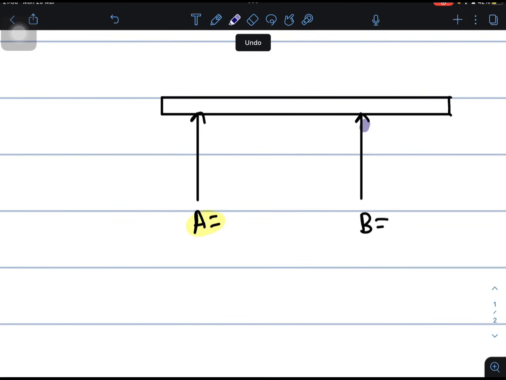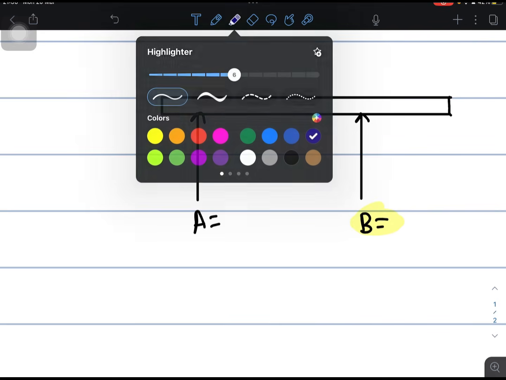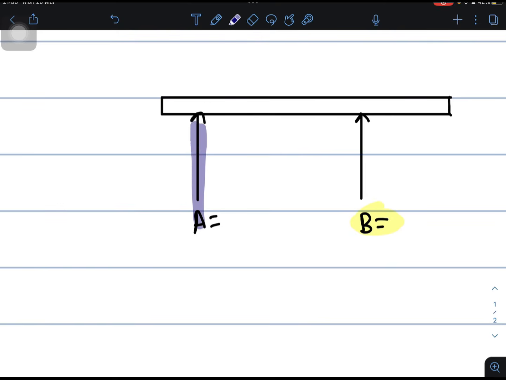Okay, let's say I want to find the value of reaction B. That means I will take moments about reaction A, meaning reaction A will be the turning point, then B will be acting as a force.